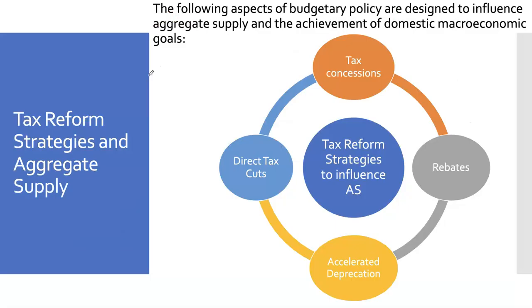In short, we are going to look at four key strategies or ways the tax system can be manipulated to create an environment where aggregate supply increases and our macroeconomic goals are achieved. We're going to look at tax concessions, rebates, accelerated depreciation, a very specific tax reform method, and direct tax cuts.